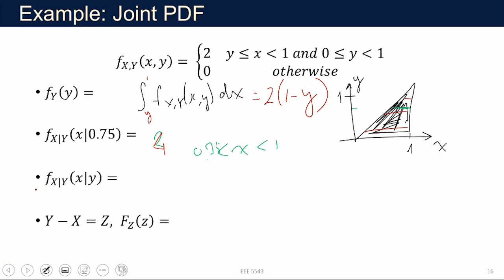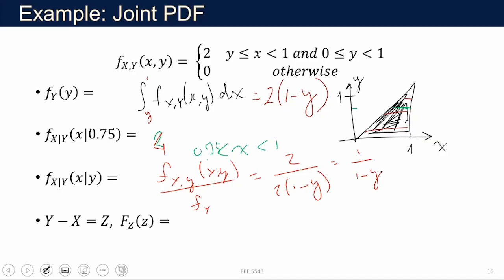So now how do we find the conditional probability of x given y? Well, if you recall, we had the equation that it's the joint divided by the marginal. And we just found all of those. So this will be 2 divided by 1 minus y. 1 over 1 minus y. Once again, we define the limits for x and y, and then specify 0 otherwise.